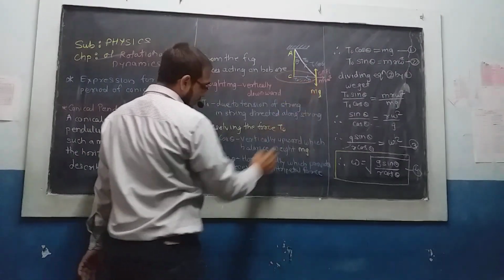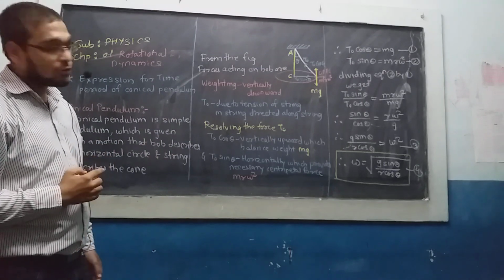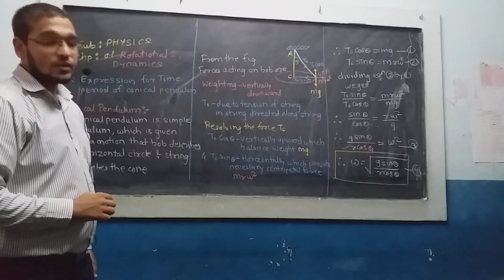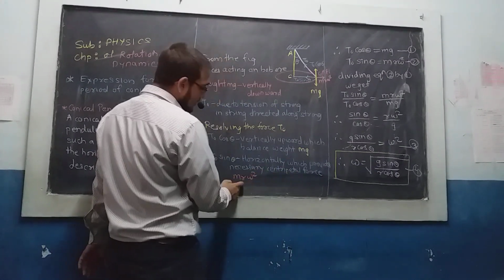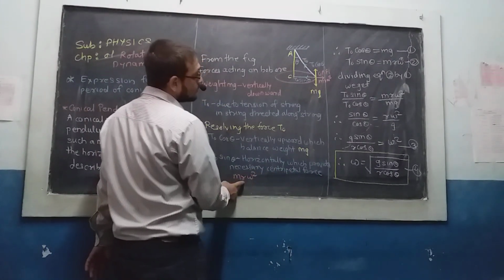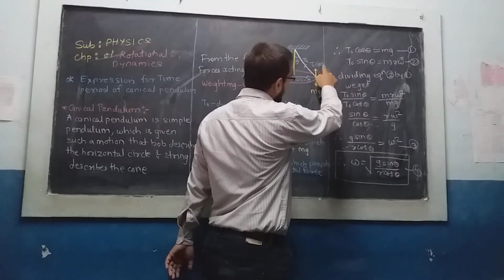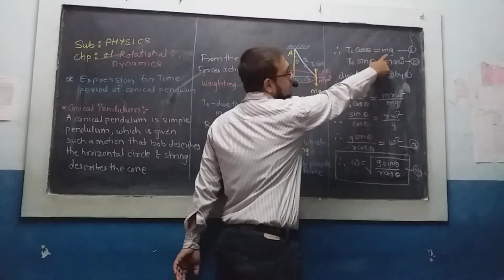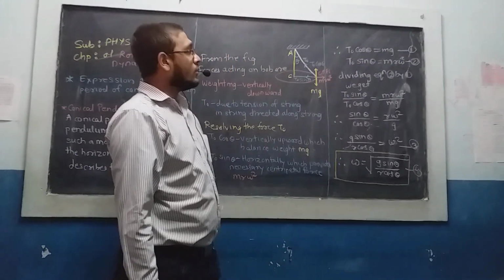And this T0 sin theta, what does T0 sin theta do? It provides the necessary centripetal force which is required to perform a circular motion. So T0 sin theta provides the necessary centripetal force, that is nothing but m r omega square. So from this I can write here, if we equate, T0 cos theta equal to mg, and T0 sin theta equal to m r omega square.